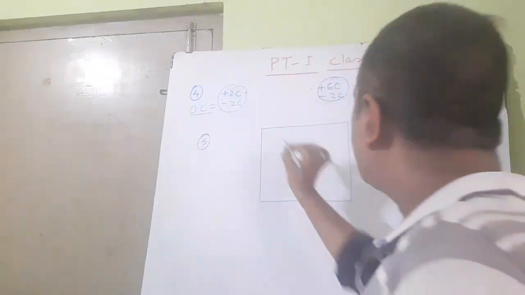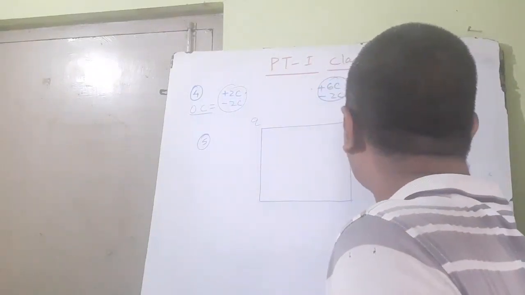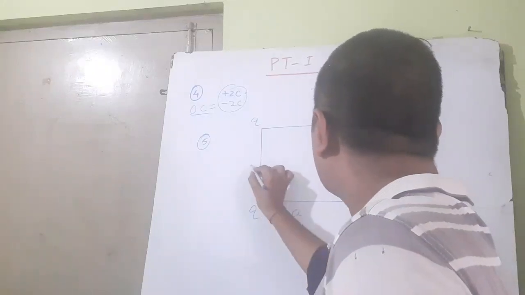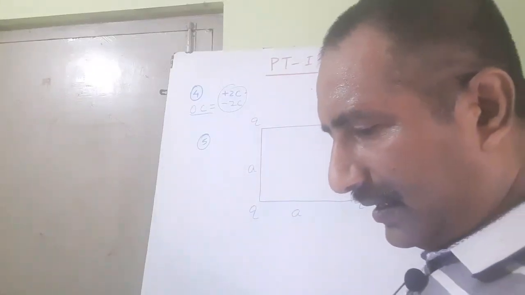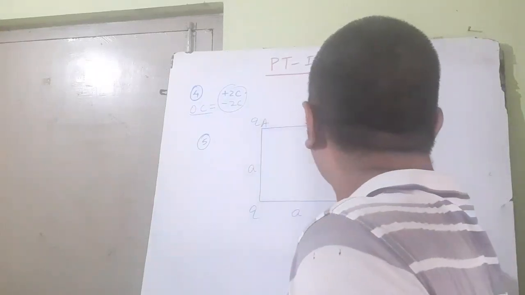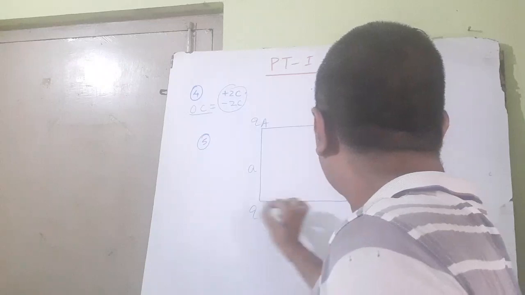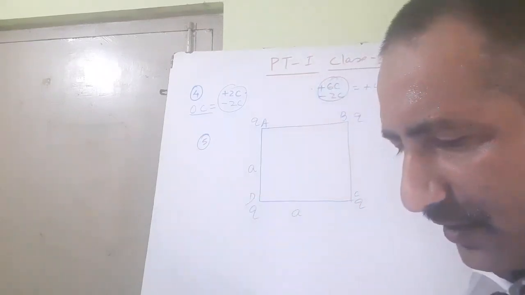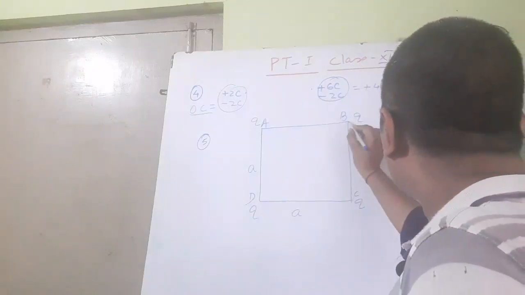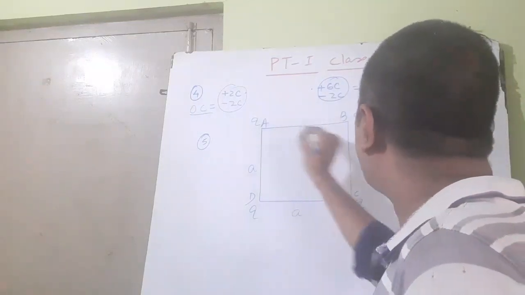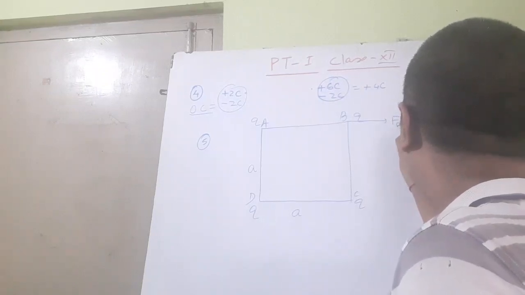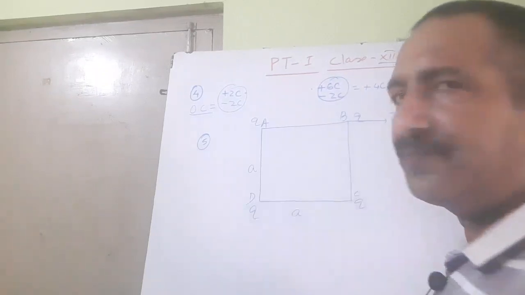Okay. Here is a charge Q at each corner of a square of side A. Now you have to find the force on the charge at B. The force on the charge Q at B due to A will be in this direction. So this is FBA. Got it?